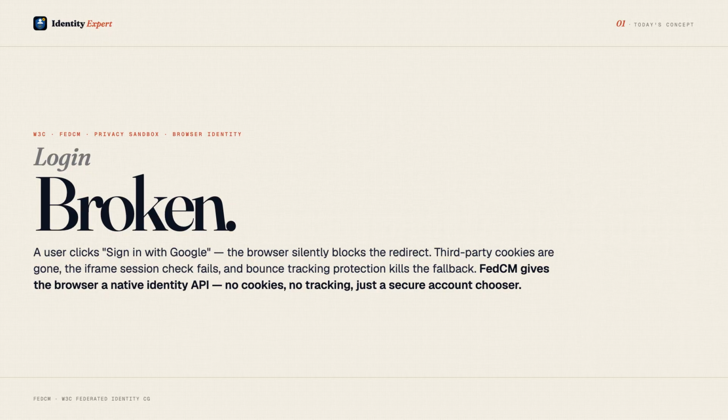FedCM, Federated Credential Management, is the browser's answer. Instead of identity providers sneaking session checks through cookies and iframes, the browser itself becomes the mediator. It provides a native API that shows the user an account chooser, fetches account information directly from the identity provider, and delivers a token to the relying party, all without any third-party cookie access. The browser sees the identity transaction. The identity provider cannot silently track across sites, and the user gets a clear, consistent login experience.